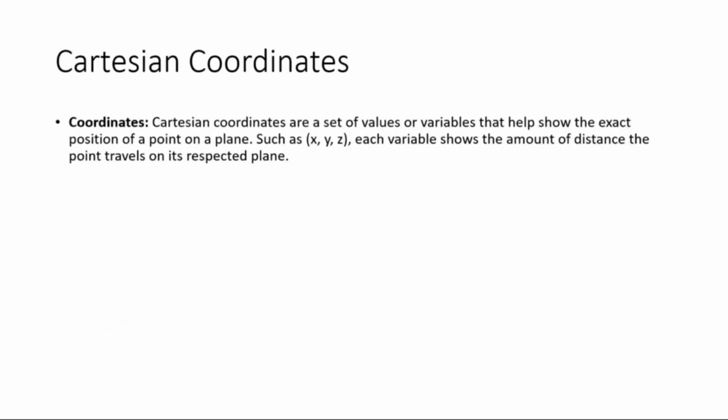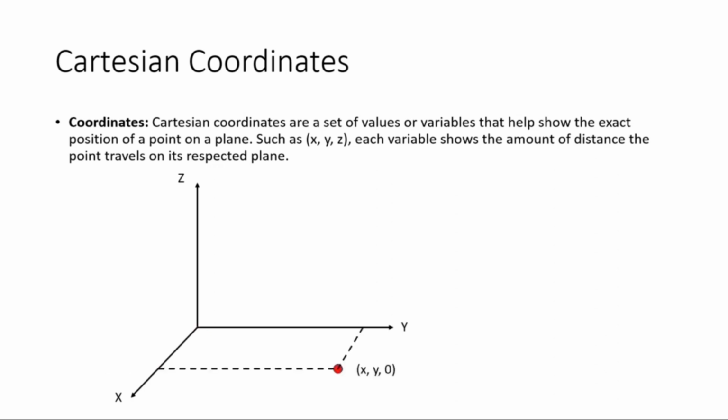We can go ahead and move on to Cartesian coordinates, which we are familiar with. Cartesian coordinates are a set of values or variables that help show the exact position of a point on a plane, such as x, y, and z. Each variable shows the amount of distance the point travels on its respective plane. Let's go ahead and have our x-axis here, our y-axis, and our z-axis. Let's put a point here at the origin, (0, 0, 0). Let's move it an x amount on the x-axis, a y amount on the y-axis, and finally a z amount on the z-axis. Now we have our point here at x, y, and z.